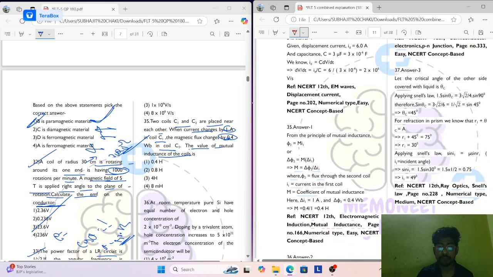Yeah. So phi 2 equals to, phi is equals to what? L into I or M into I. In case of mutual inductance, it is equals to M into I. But in inductance, it is equals to L into I. So phi 2 equals to M into I.